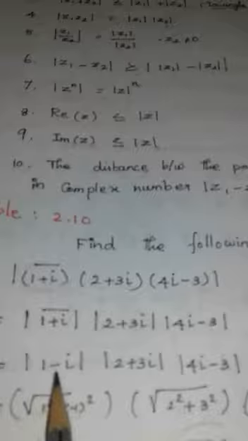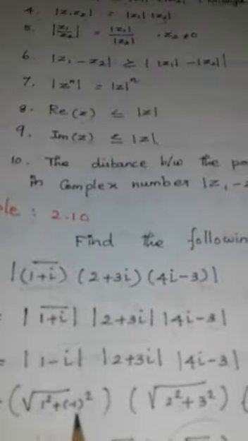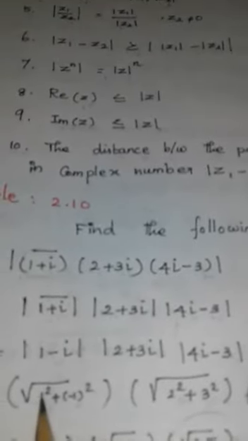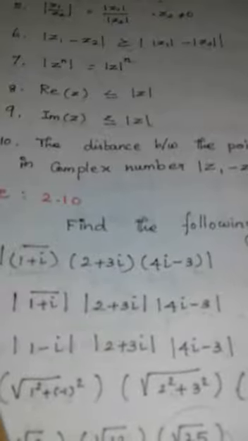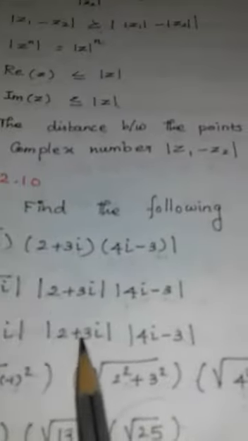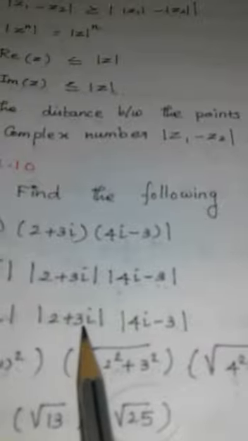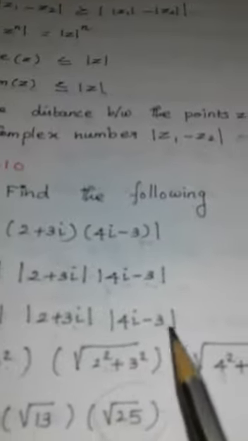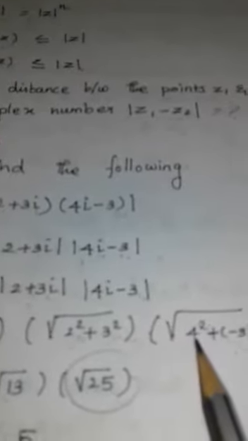What does modulus mean? It is the square root of real part square plus imaginary part square. For the first term, real part equal to 1, so 1 square, imaginary part minus 1 to the whole square, in square root. Second term, real part equal to 2, 2 square, imaginary part equal to 3, 3 square: square root of 2 square plus 3 square. Third part, square root of imaginary part 4 square plus real part minus 3 to the whole square.